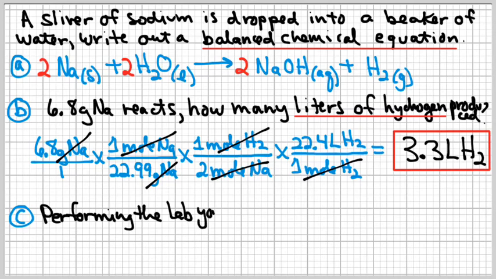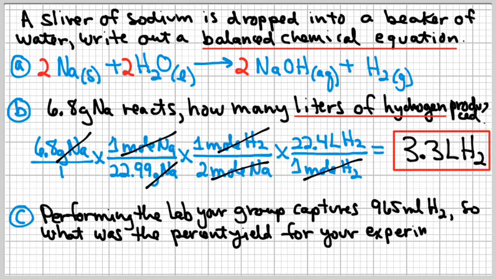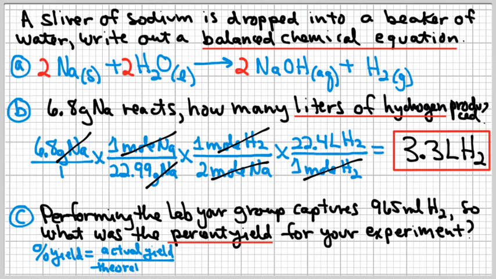In part C, we have run the experiment. And when the experiment was run, this particular group was able to capture 965 milliliters of hydrogen gas. So we're asked to find the percent yield. Remember, the percent yield is a comparison between the actual yield and the theoretical yield. So actual yield is always a measured amount, one that is achieved experimentally. Theoretical yield is always a predicted amount, it's always calculated.